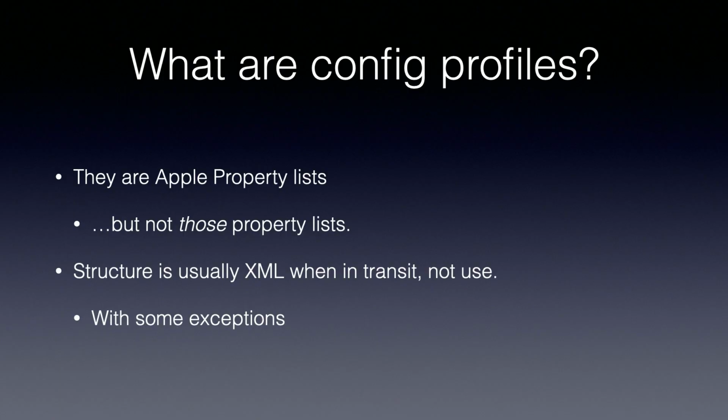Internally, they are formatted like Apple property lists, the plist files you might have encountered elsewhere. However, they are not the most common type, the application preference property lists. They essentially are a more restricted subset with their own set of keys and definitions. Structurally, when they're on the move, they are usually XML, but fun detail, there are exceptions.